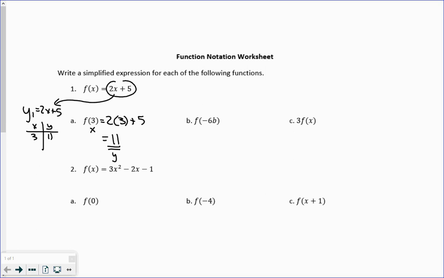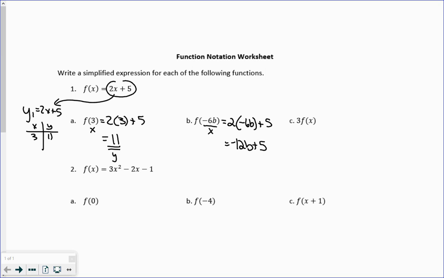Okay? Now, sometimes we don't always have to insert numbers in. Sometimes we can put letters in. So f of negative 6b, so again, this still represents the x value. So it's 2 times negative 6b plus 5. So that's negative 12b plus 5.